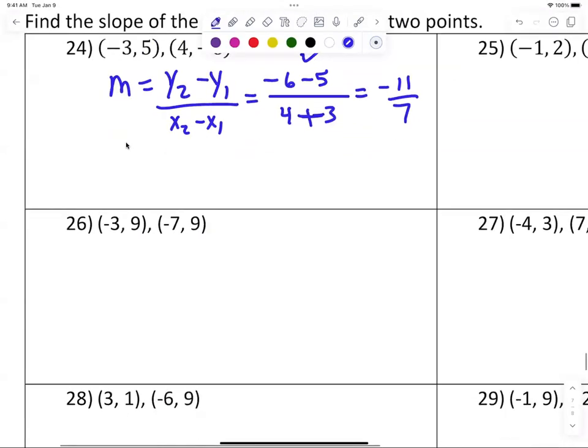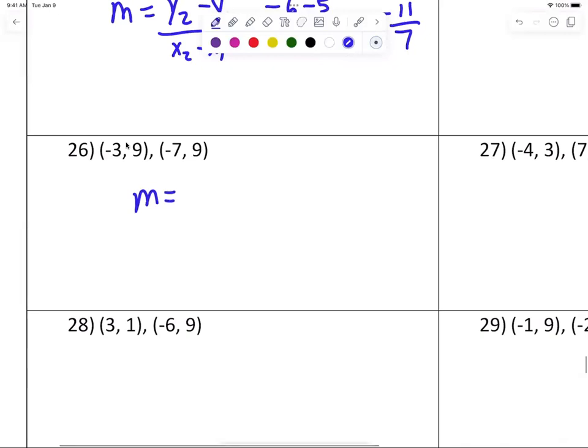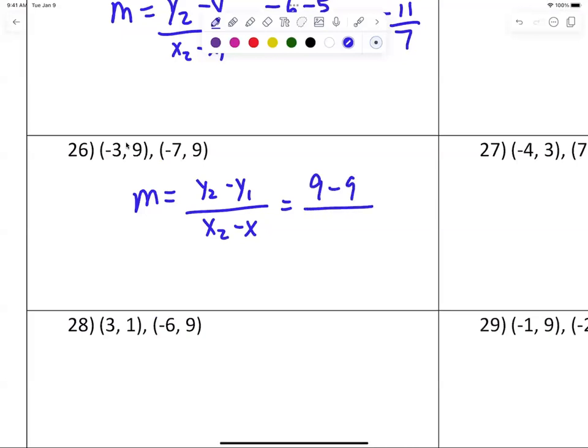All right, let's knock out 26. M, write it down. y2 minus y1 over x2 minus x1. Tell us. I got 0, but how did you get 0? Because I definitely don't believe you. 9 minus 9 over. And then 0 over anything is what? 0. Good job. That is the answer for 26.